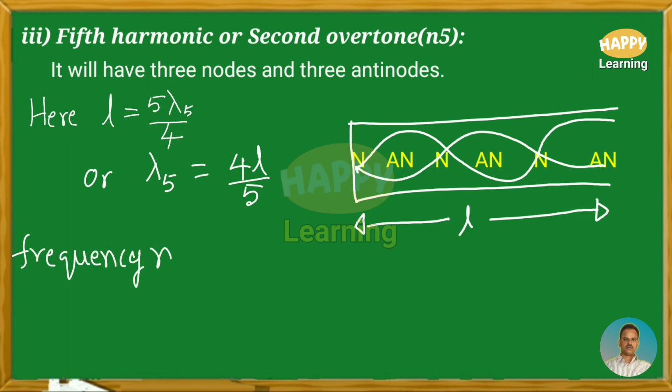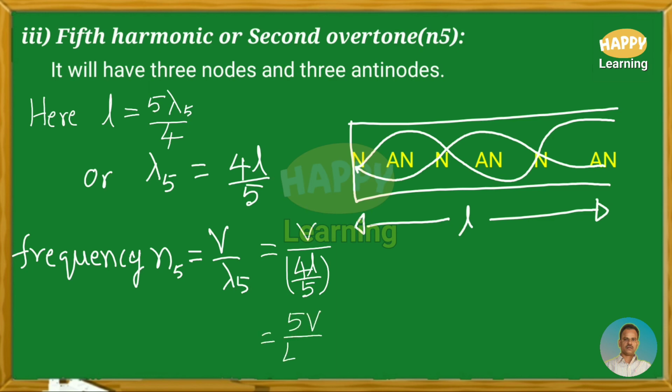Frequency N5 is equal to V by lambda 5, that is equal to V by 4L by 5. This 5 can be taken to the numerator. Therefore, N5 is equal to 5V by 4L. In place of V by 4L, you can substitute N1. Therefore, N5 is equal to 5N1. Let it be equation number 3.